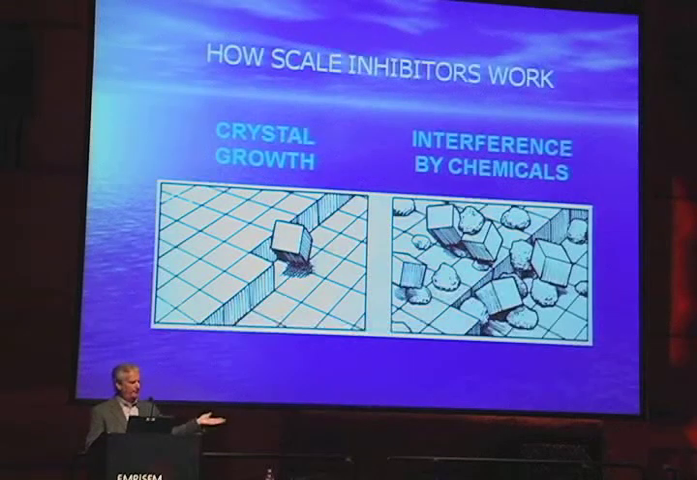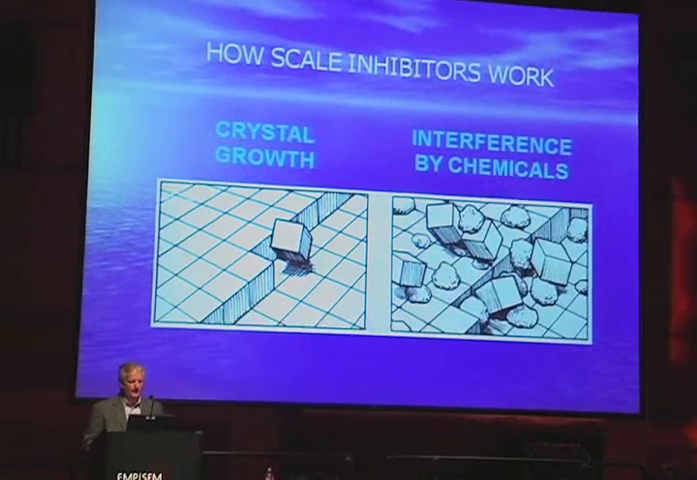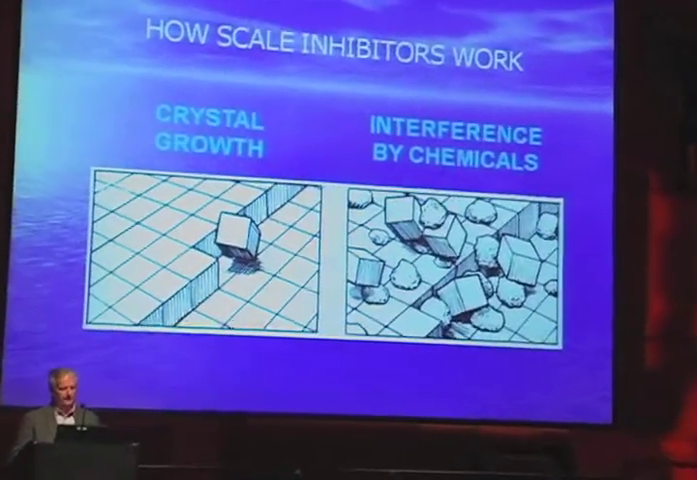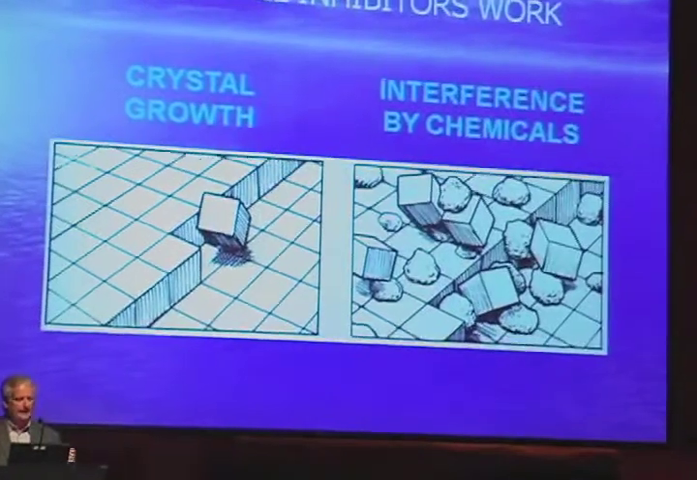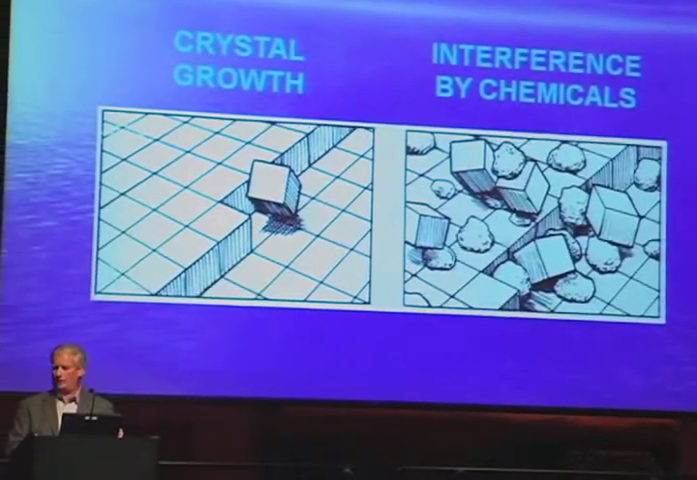Okay, let's flip to the scale inhibitors. So how do we stop scale formation? Basically, the scientists were pretty good, the chemists were pretty good. They actually invented what they call organic phosphonates.